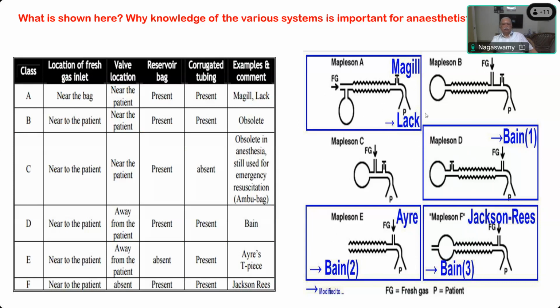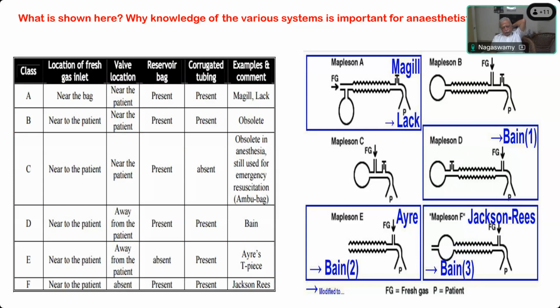What is this Lack circuit? What is the construction of the Lack circuit? And what is the comparison between the Bain circuit and the Lack circuit? This is another common question examiners may ask you. It's a coaxial circuit. Bain circuit is a modified one. In your answer, you must say it's a coaxial circuit.